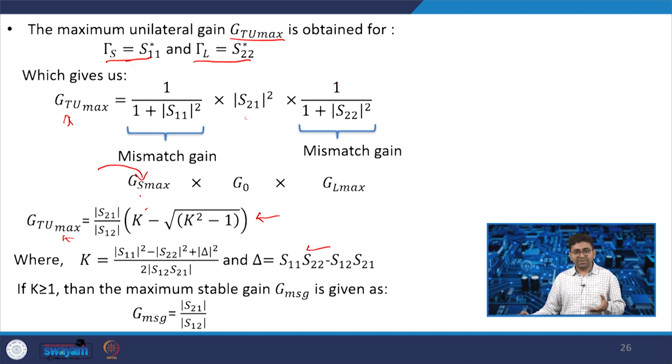So in this case, if you want to get the maximum stable gain, and you consider k equal to 1, then the maximum stable gain you can get is S21 by S12. But in this case your gamma S is matched with S11 conjugate and gamma L is matched with S22 conjugate. So this is the equation for the maximum stable gain. This is GTU max, and the same thing you can also get for GT, GA or GP max, all are equal.